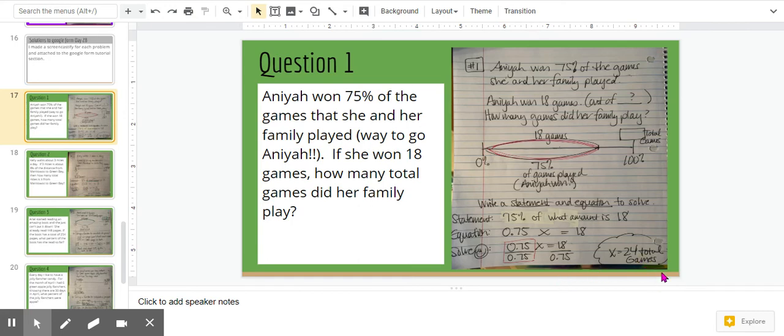We're just working backwards, figuring out what that total would be, what that value of X would need to be so that 75% of it is 18. So the answer to this question, 24 total games were played by Anaya's family.